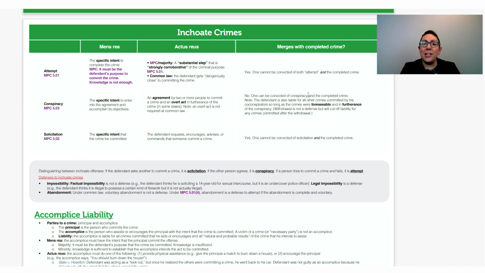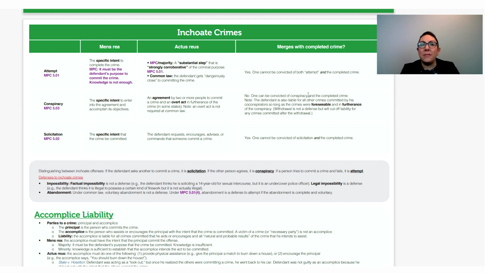Now, solicitation merges, meaning that if my friend says, yes, I'll help you, and now we have the agreement, I wouldn't be guilty of solicitation and conspiracy. The solicitation would merge into the conspiracy. Or let's say I hire someone to commit a murder for me, and they go out and they actually commit the murder.